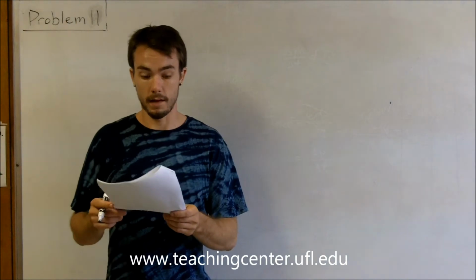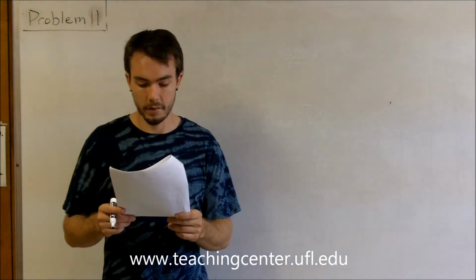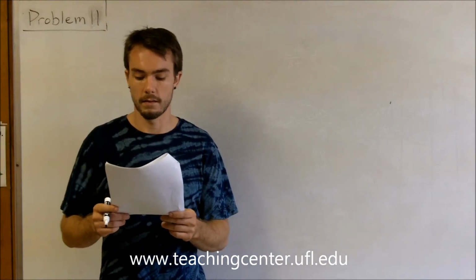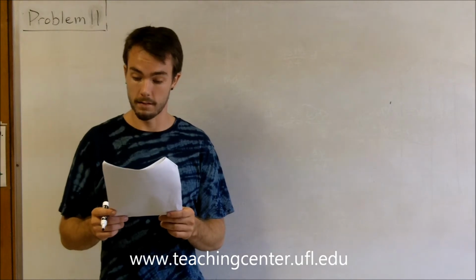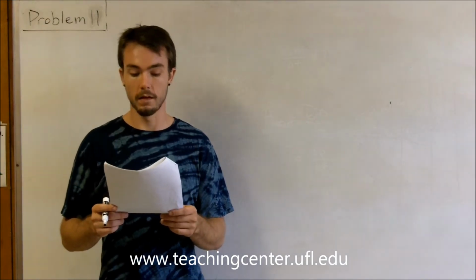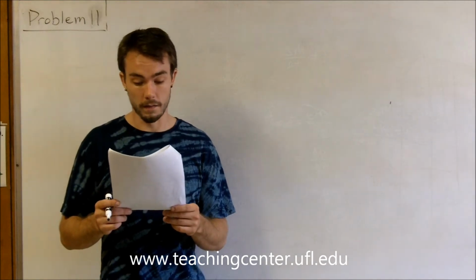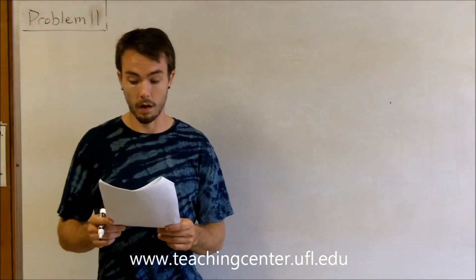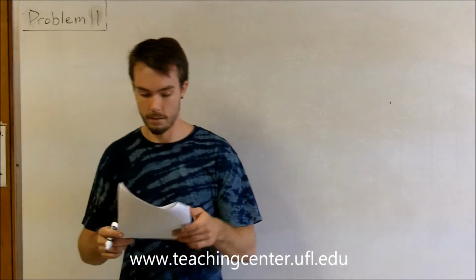Problem 11 states that a string is wrapped around the periphery of a 5 centimeter radius cylinder free to rotate on its axis. If the string is pulled out at a constant rate of 10 centimeters per second, it does not slip on the cylinder. The angular velocity of the cylinder in radians per second is blank.